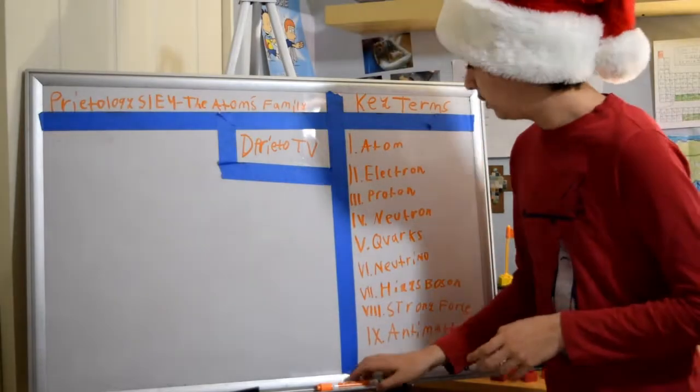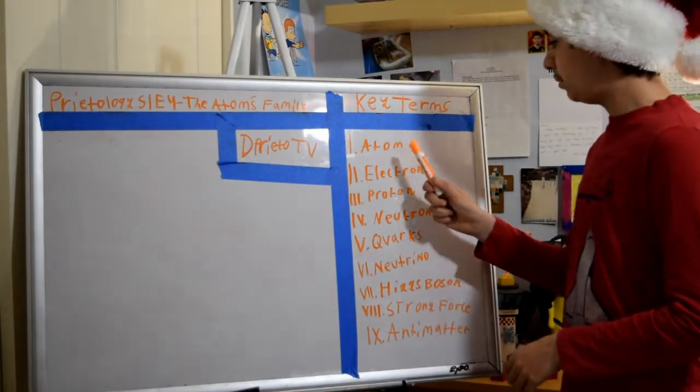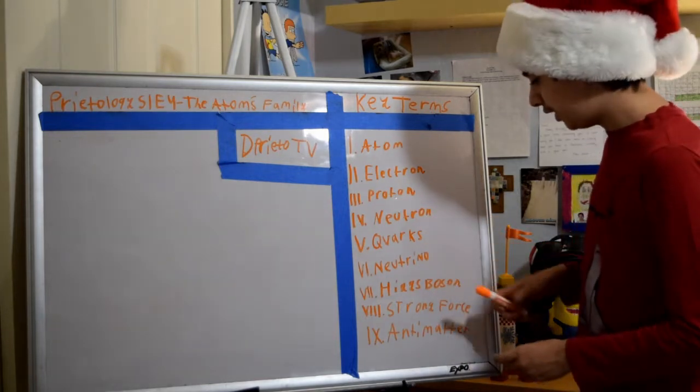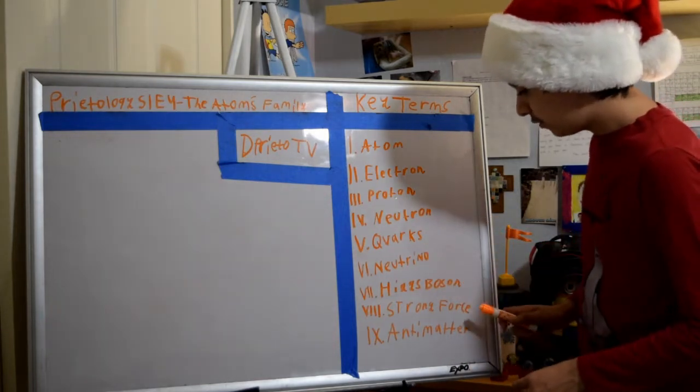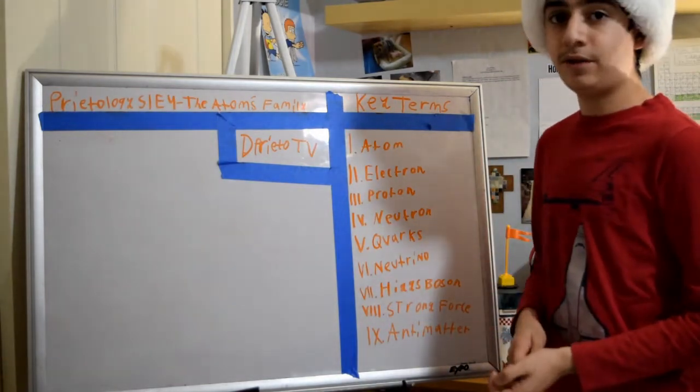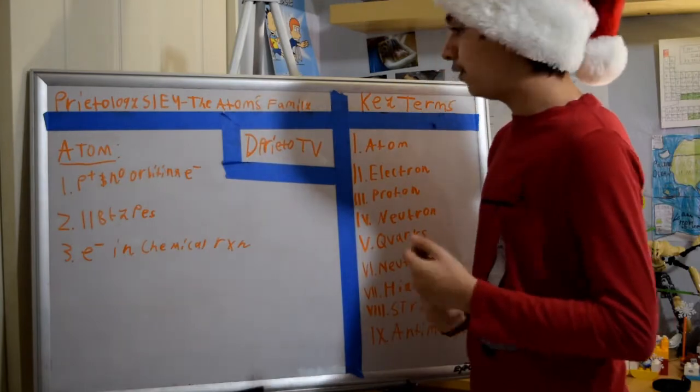Alright, so let's review our terms. Today we have atom, electron, proton, neutron, quarks, neutrino, Higgs Boson, strong force, and antimatter. 9 terms in total, so let's start with the first one. Our first term: atom.